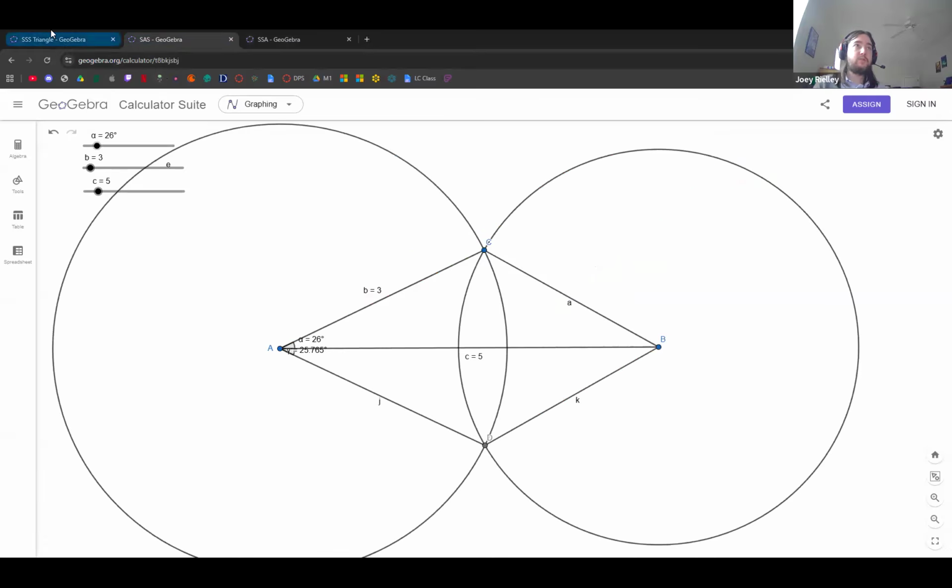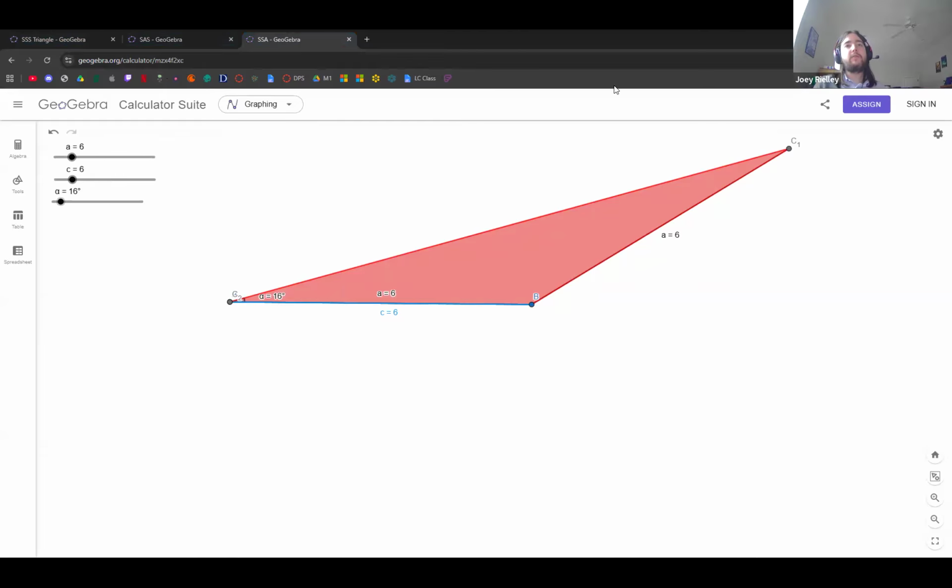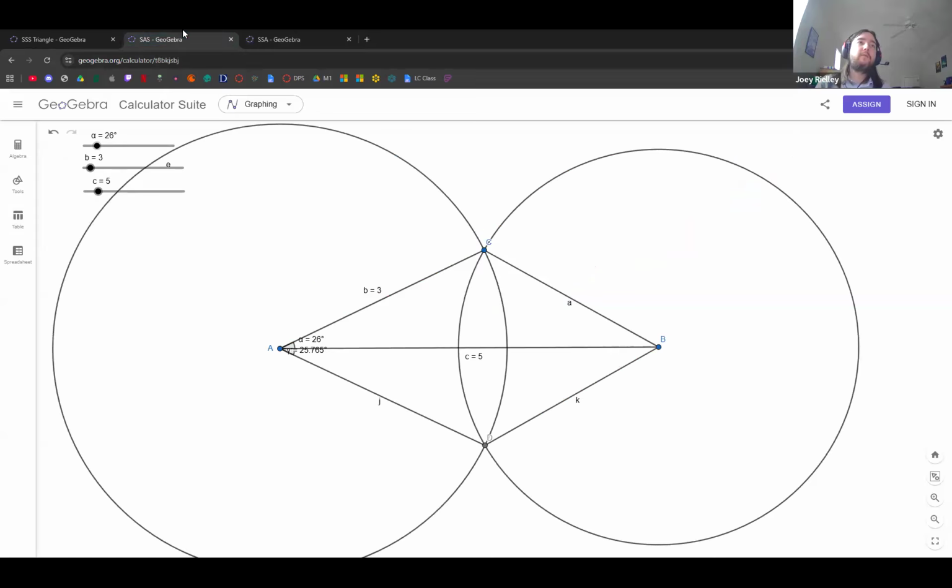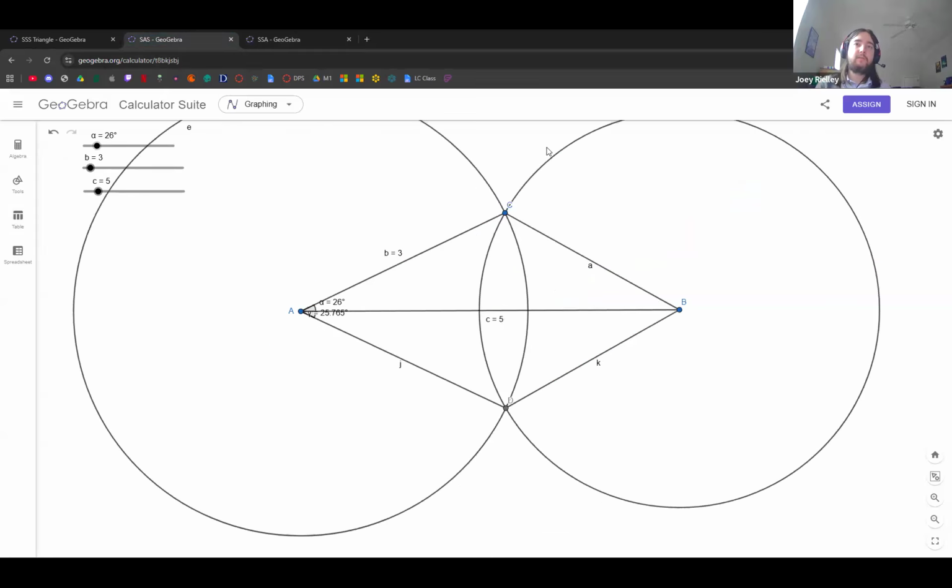Just like the SAS triangle and the SSS triangle, if the angle wasn't constrained with orientation, we could make the reflected triangle across a line of symmetry. And it would have all the same constraints, but we already talked about it with the SAS triangle.